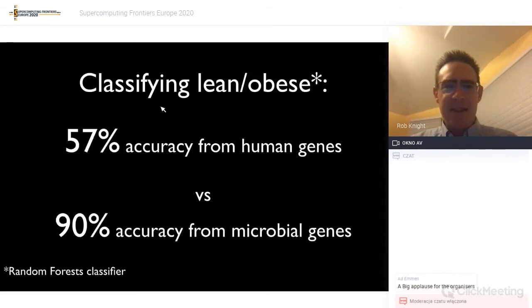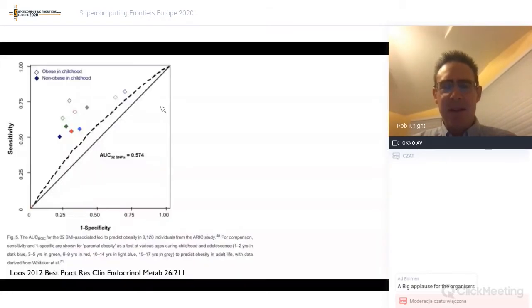And just to give you an idea of this, this is what a random forest model trained on SNP profiles looks like. So these are single nucleotide polymorphisms from human genetic mapping. And you can see that the AUC is hardly better than chance.